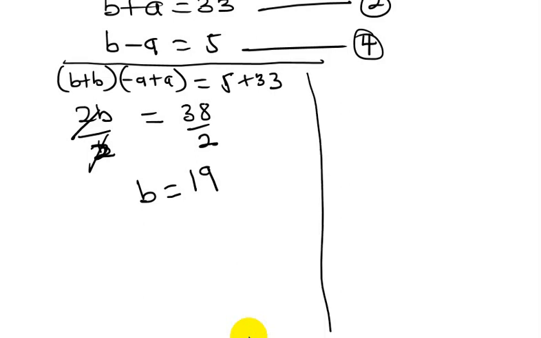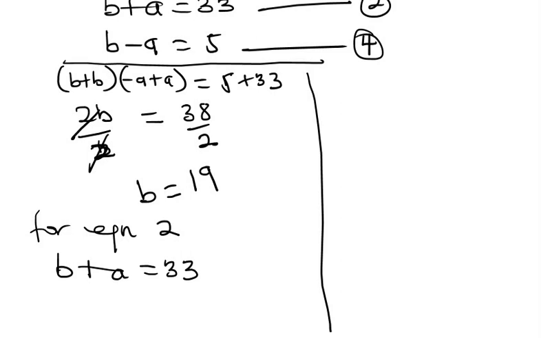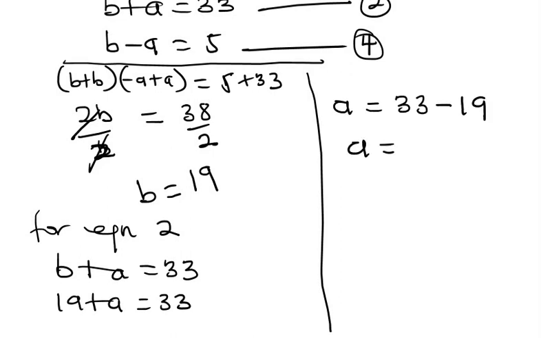The rest is just simple. Any equation that has B, I can put B in there and find the other letter. So equation 2 is B plus A equals 33, right? I'll just put the B here, 19 plus A being equal to 33. Then I'll get A being equal to 33 minus 19, and that is going to give me 14. So now we have B 19, A 14.